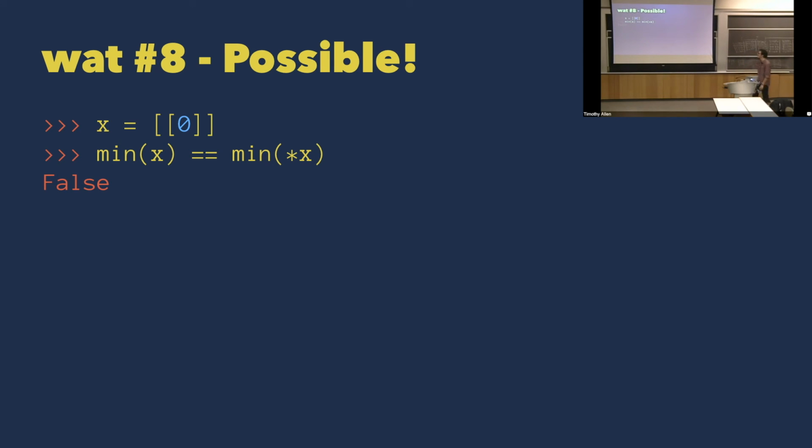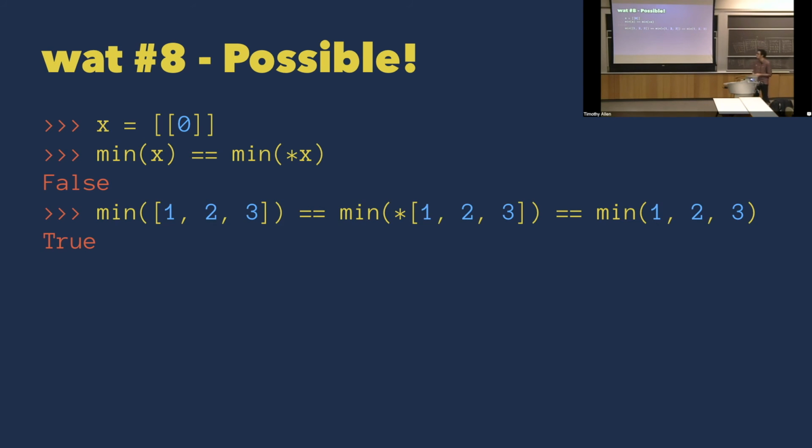Nice job. Remember earlier I said min could take either a series of arguments or an iterable. This case exists because of the way min treats its arguments. When I say min of a list, it's the same thing as saying min of the list unpacked, which is the same thing as saying min of the arguments 1, 2, and 3. It's all the same. It's always going to return 1.